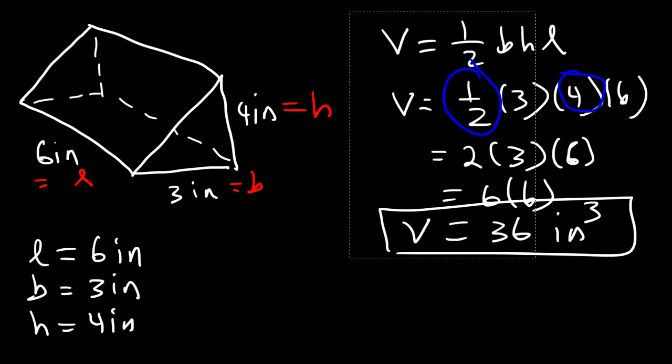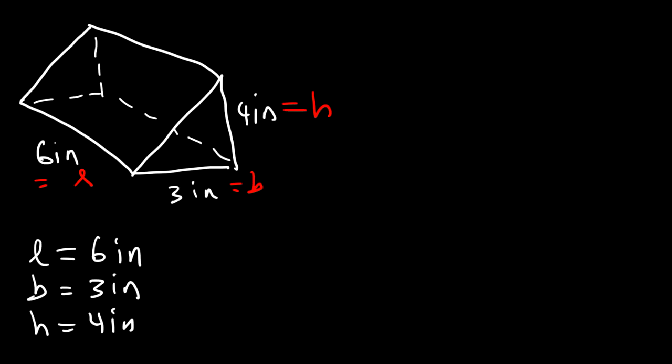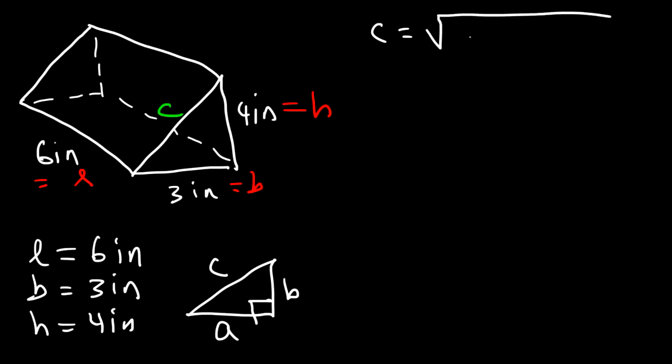Now let's find the surface area of this object. The first thing you want to do is find the length of the hypotenuse, which we'll call C. If you recall, whenever you have a right triangle, you can use the Pythagorean theorem to find the hypotenuse. So C is equal to the square root of a squared plus b squared. Or you could say that c squared is a squared plus b squared.